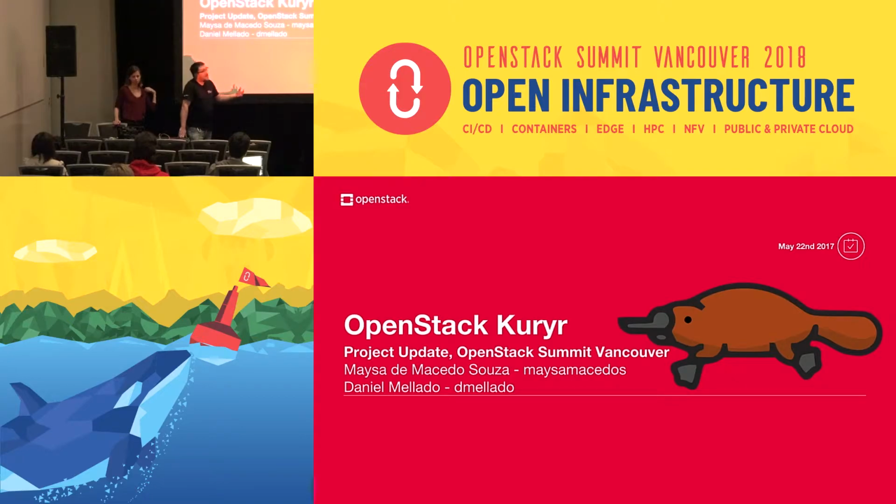My name is Daniel Mellado, and I'm a core reviewer and deputy for the rookie cycle for Kuryr. Here today just to give you a brief update on the work that we have been doing so far in the rookie cycle and what we have done in Queens. I have had the pleasure of having today with me Maisa Macedo, who has been working with us this past cycle as an intern, now hired as an employee. Let me go ahead.